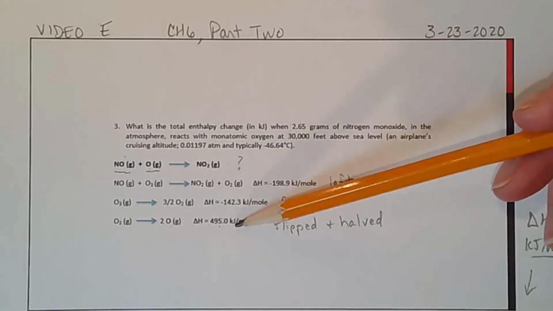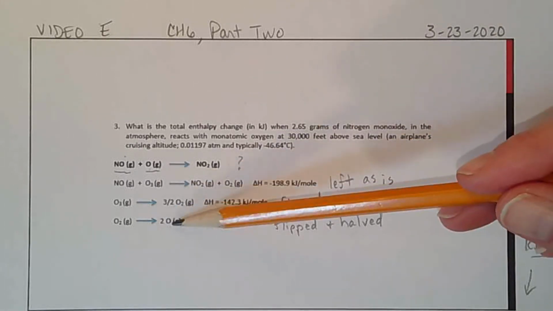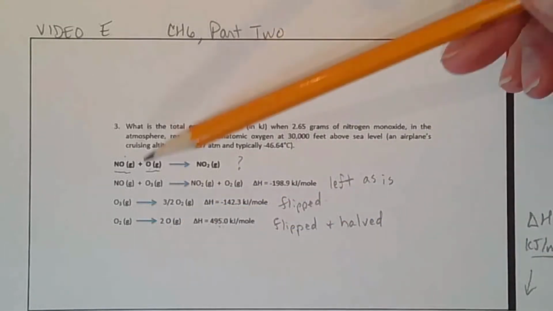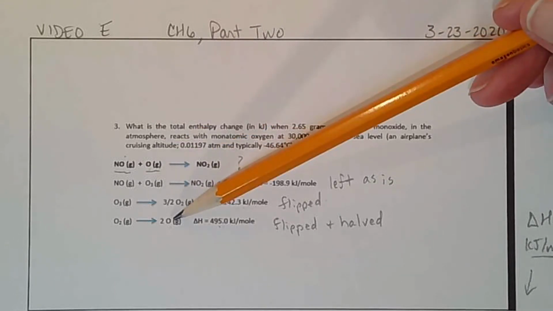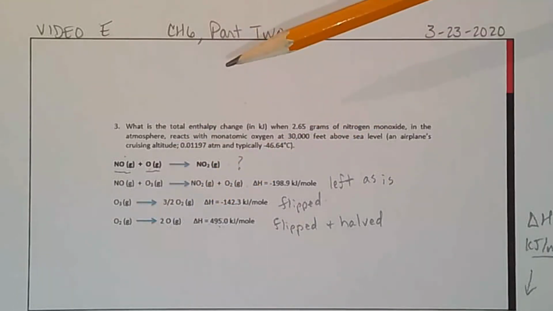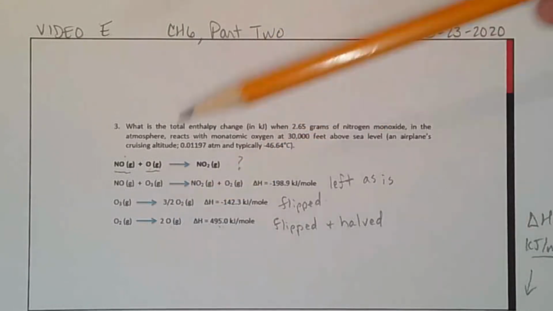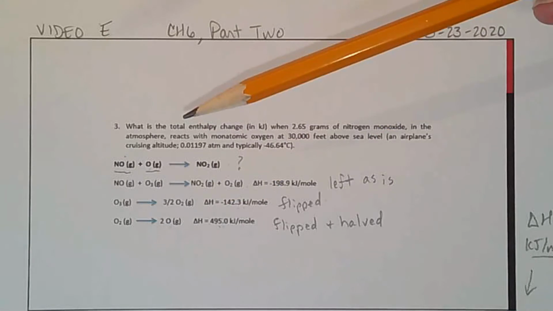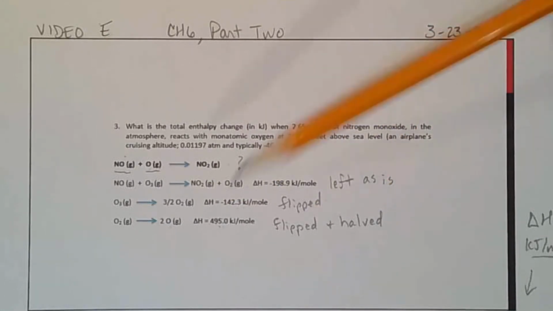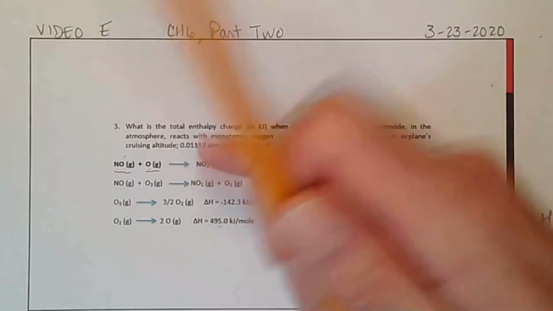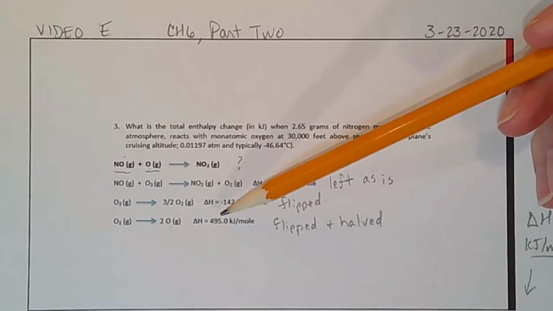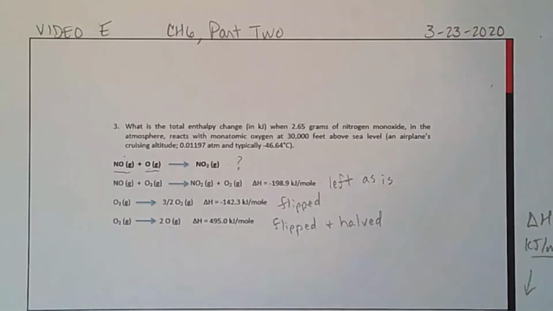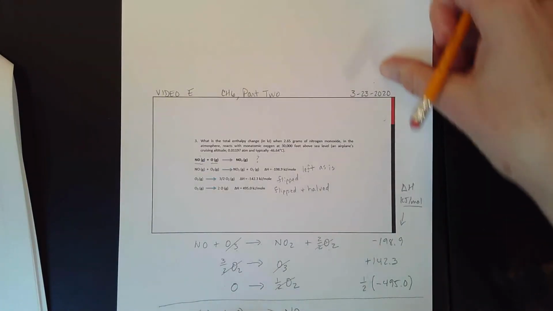Okay, then in this third one, I just look here and I say, okay, this has 2 oxygen atoms. I need 1 oxygen atom on the left. So I'm going to flip this so that the oxygen atom is on the other side, and I'm going to divide by 2 so that I only have 1 oxygen atom. So flipped and halved. So I'm going to take my positive 495, I'm going to change the sign to negative 495, and I'm going to divide by 2. Okay, so let me zoom back out here so you can see what I did.